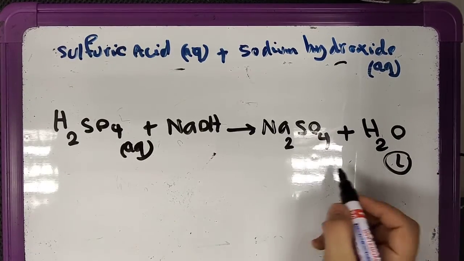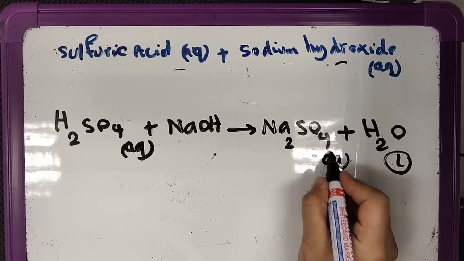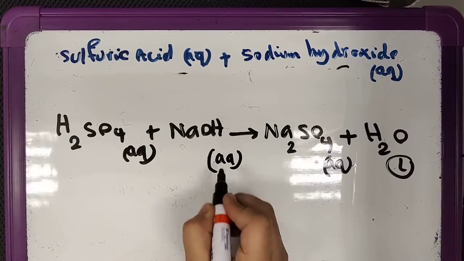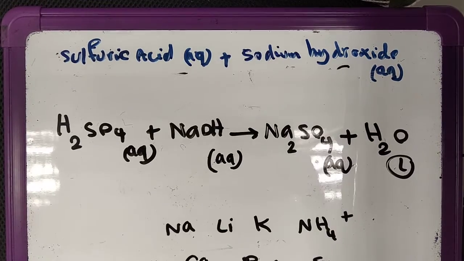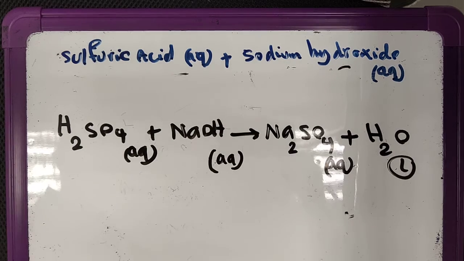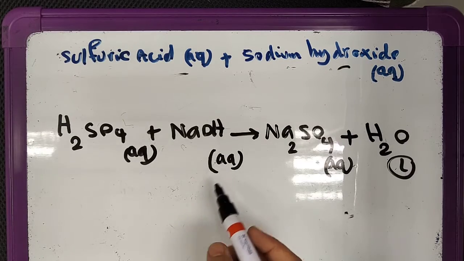Water is always in liquid form, and all the sulfates are aqueous here, and the hydroxide NaOH is aqueous too. The hydroxides of sodium, lithium, potassium, ammonium, and calcium, barium, and strontium are soluble. The rest of the hydroxides are insoluble. So I should write NaOH, sodium hydroxide, AQ.